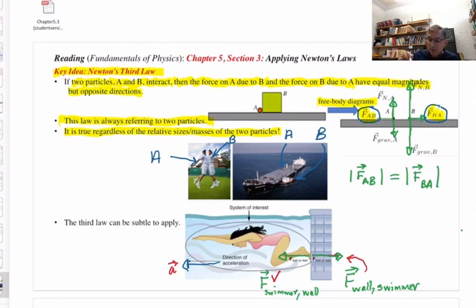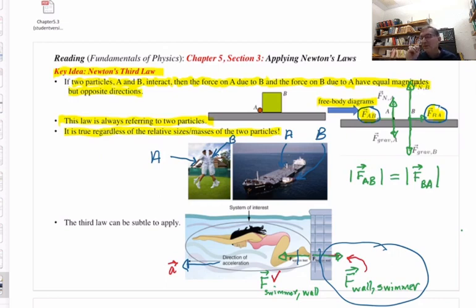But let me emphasize one more time, you do not use this force right here that I just circled. You do not use that force at all to explain why the swimmer accelerates to the left. Yet these two force arrows here and here are what we call a Newton's third law pair. Force on A due to B, force on B due to A. Force on swimmer due to wall, force on wall due to swimmer.